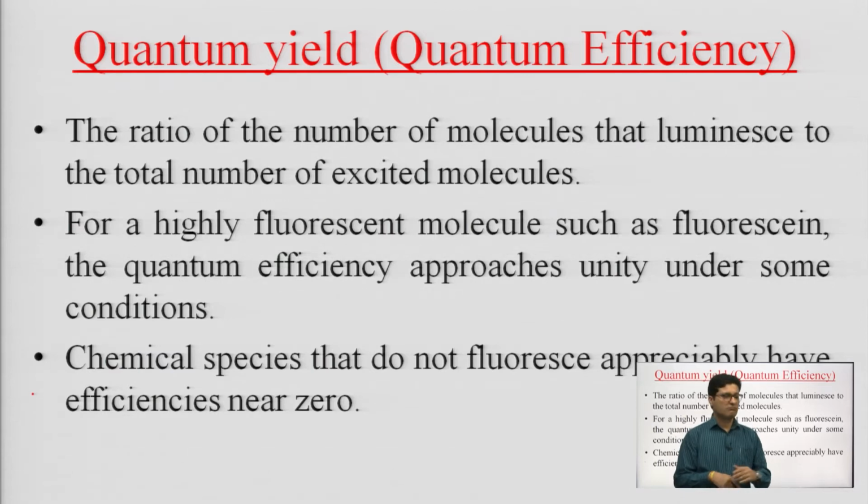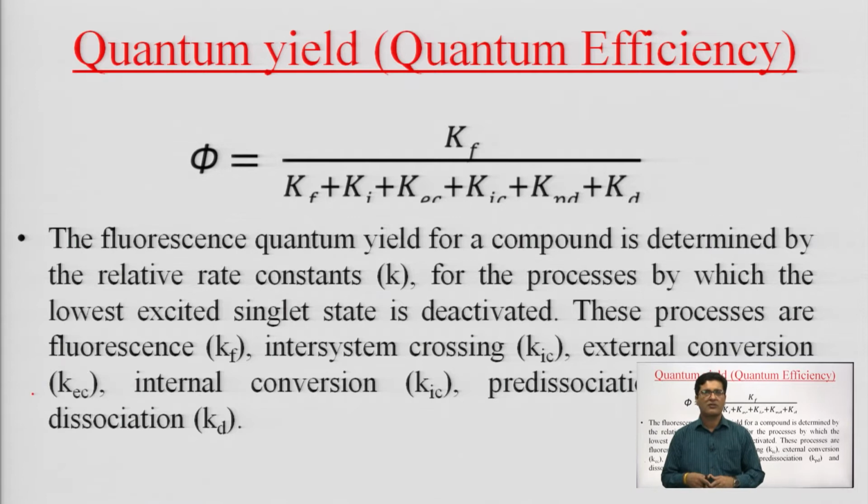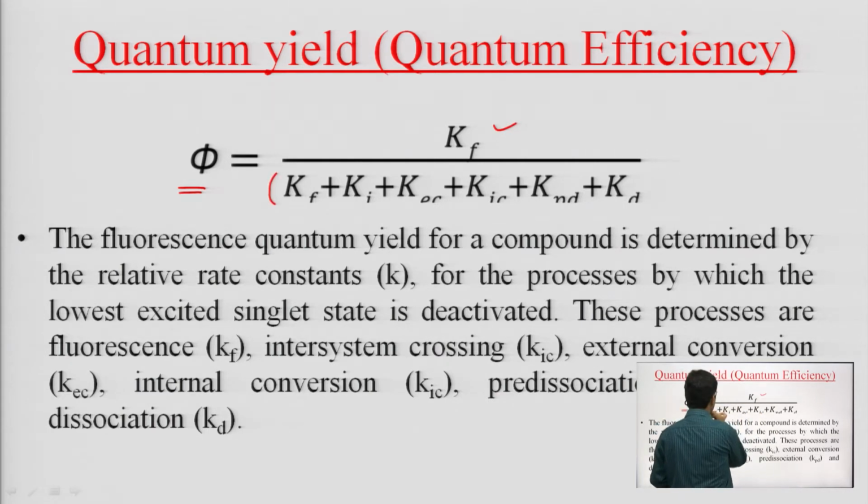This is the equation by which we can calculate the quantum yield. This quantum yield or efficiency is denoted by the symbol phi, which is the ratio of Kf, the rate constant of fluorescence, divided by the sum of all the other rate constants of the different processes that we have already discussed.